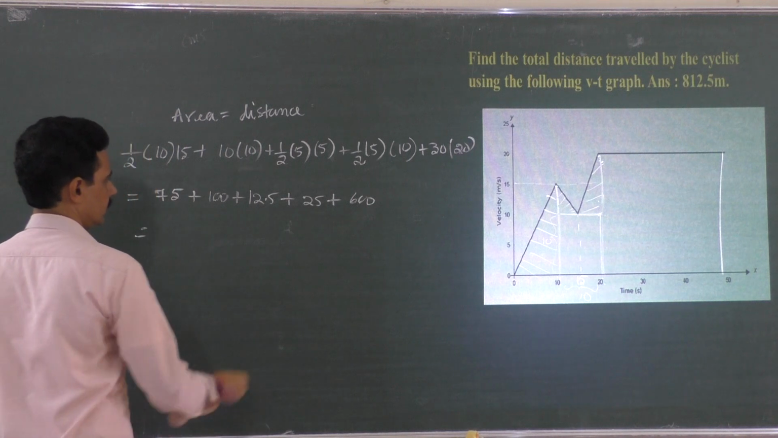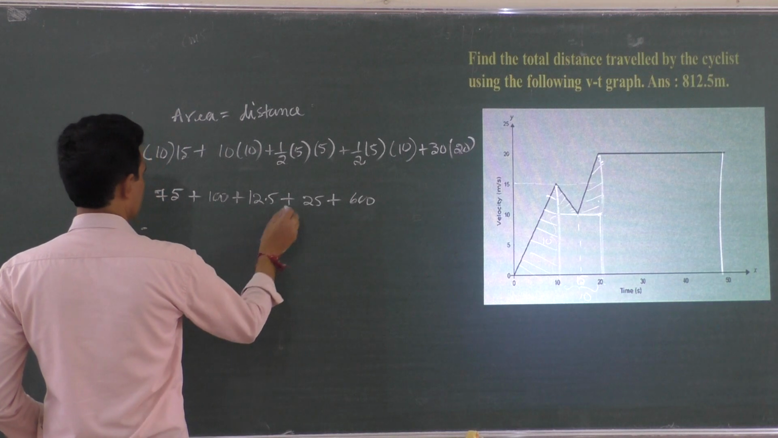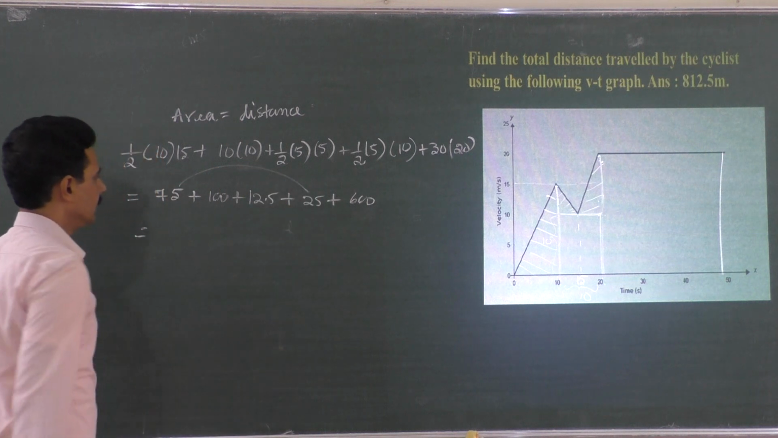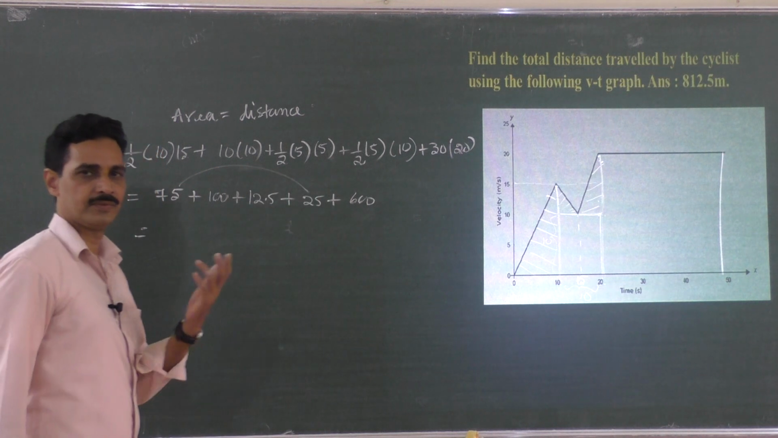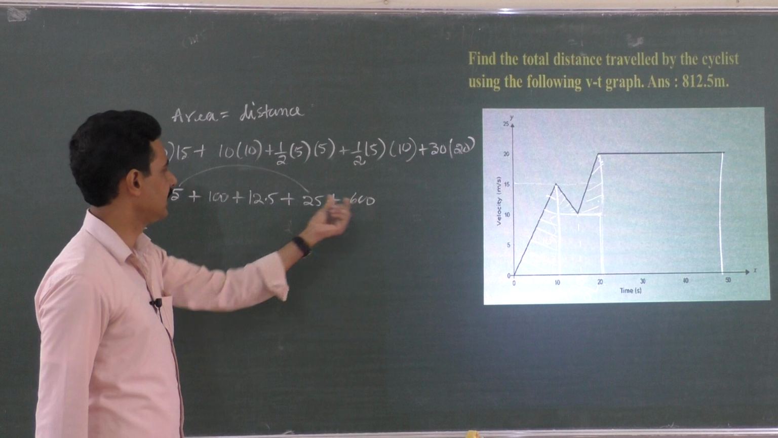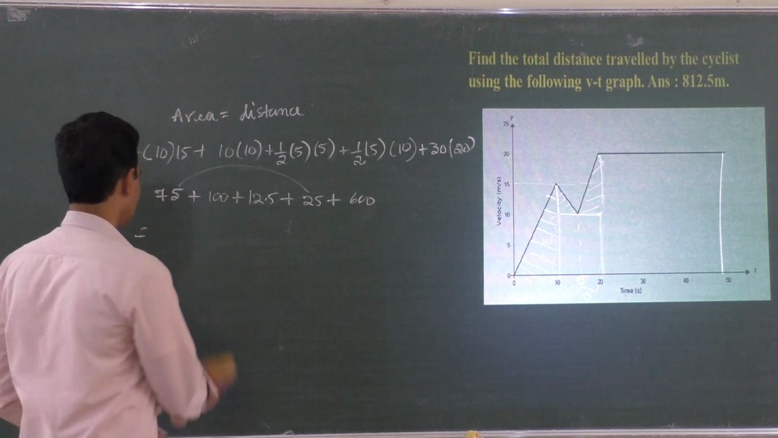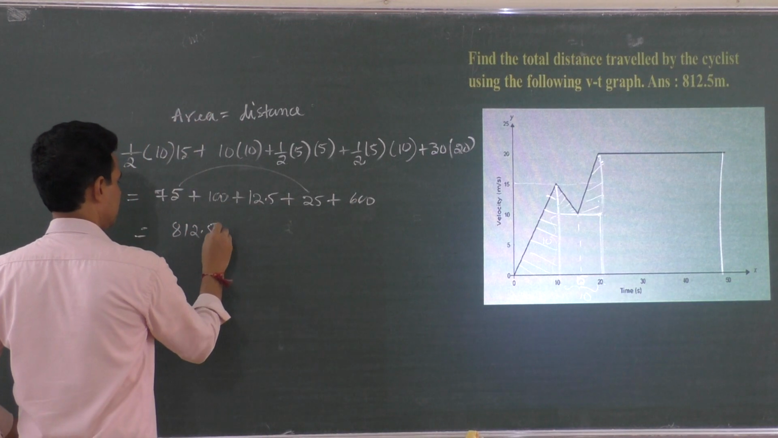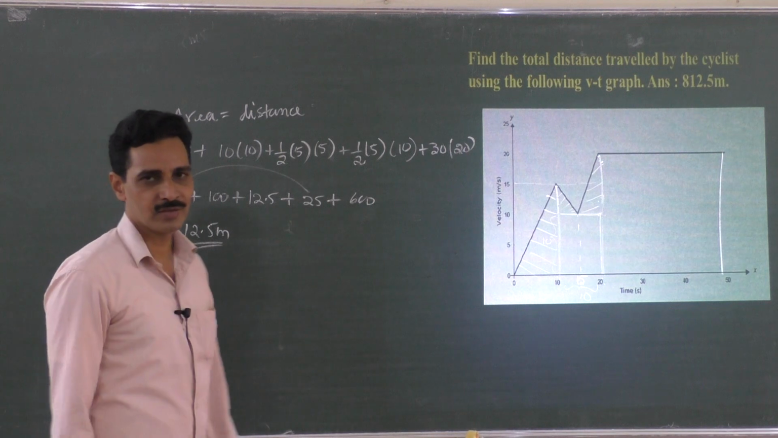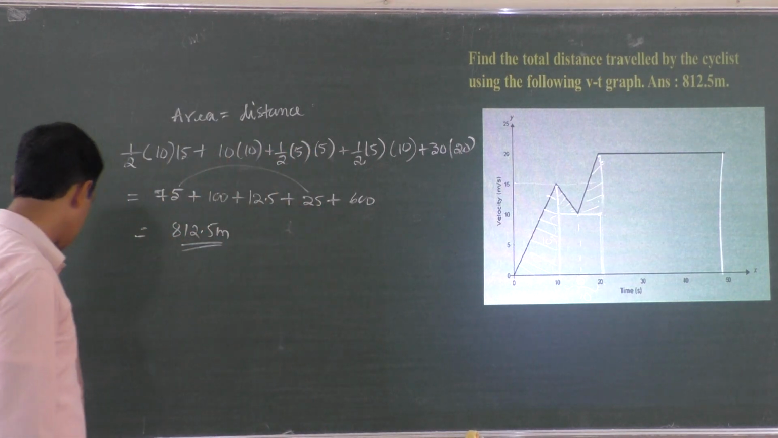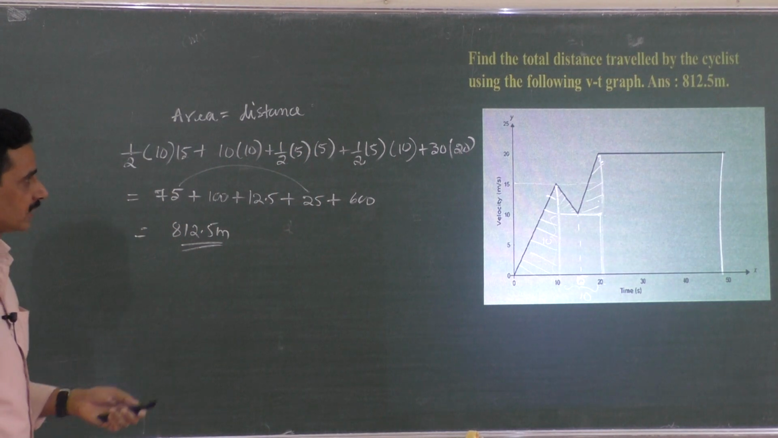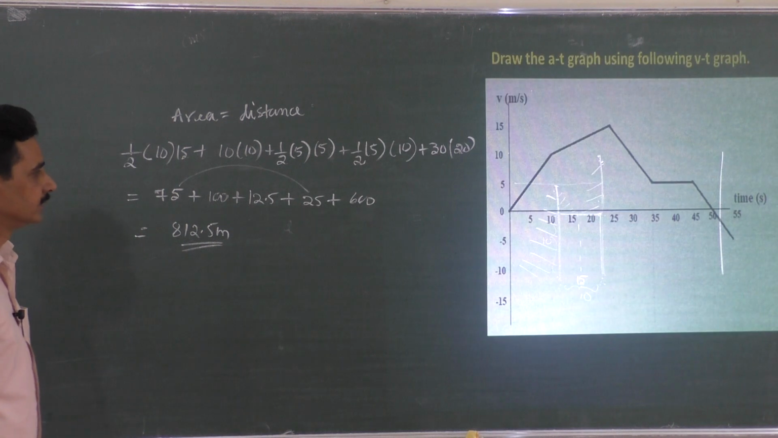Let us add all the whole numbers. This is 100, right? That was easy for us. 75 plus 25 is 100. 200, 800, 12.5. Yes, 812.5 meter is the correct answer, right? So that is the displacement of the body. Sorry, distance traveled by the body. Other question is there. Yeah, we will go to the next one.